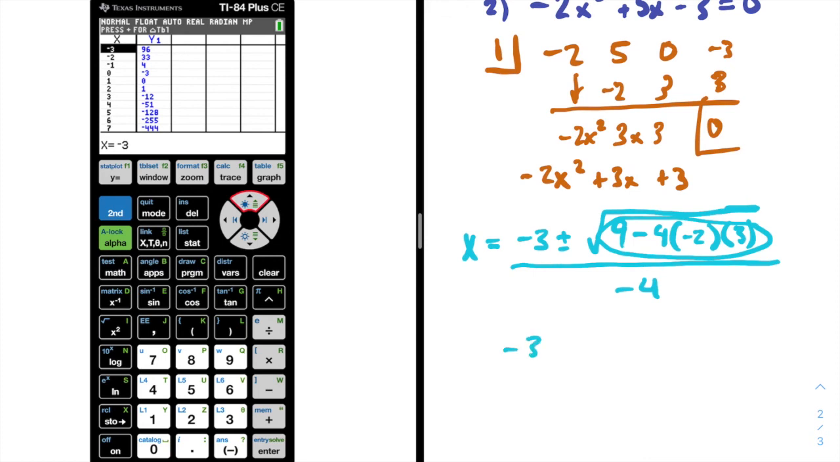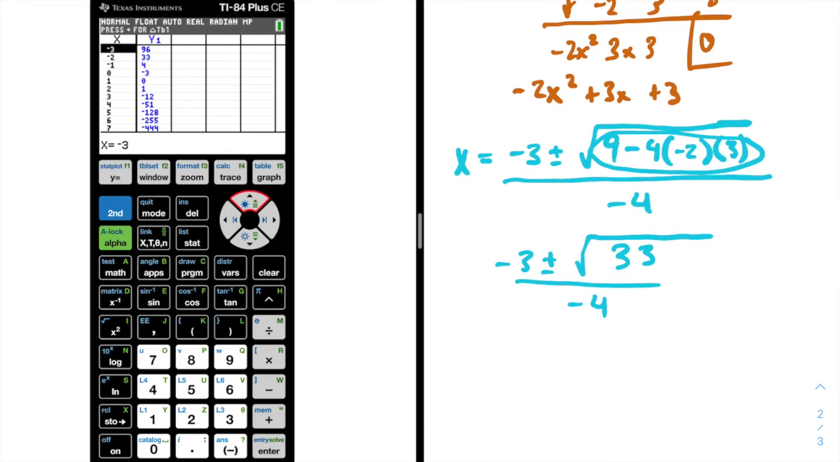And so we get negative 3 plus or minus the square root. If you do 9 minus 4 times negative 2 times 3 and hit enter into your calculator, we do get what I believe here is 33. I got to make sure here. 2 times 8, 24, 30. Yep. You end up with 33. And then over negative 4.